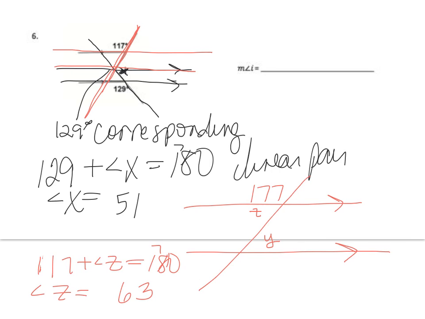63 degrees. So this is 63 degrees, therefore that's 63 degrees. So right here is 63 degrees. So 63 degrees plus x is going to be our final answer. And x is 51.